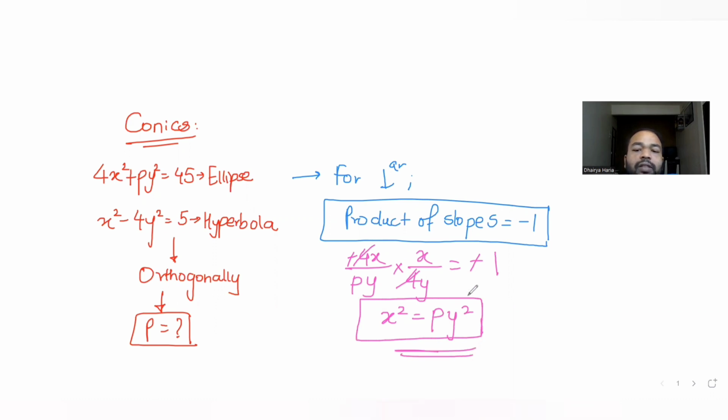So we get this form of an equation that x square is nothing but p into y square, using this idea that the product of slopes is -1 because these two curves intersect each other orthogonally. Now let's put py square in this equation as x square, because you already know that, and find the values of x and y first, because if we get the values of x and y, we can directly find the value of p here, right?